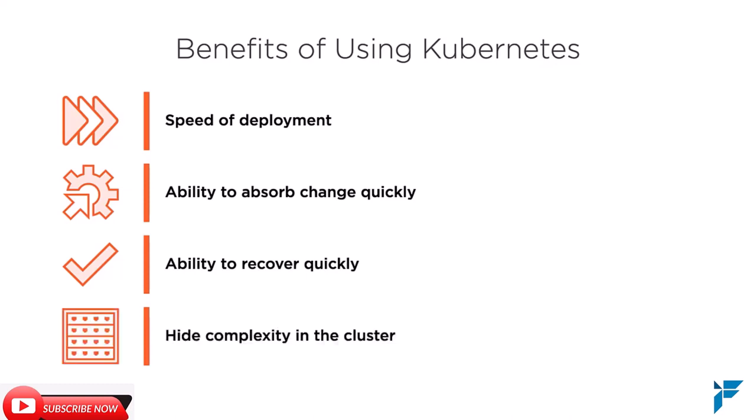And then finally, Kubernetes allows us to hide infrastructure complexity in the cluster. And so things like storage, networking configuration, and workload placement are core functions of Kubernetes, and developers don't have to worry about these things when deploying container-based applications into Kubernetes.